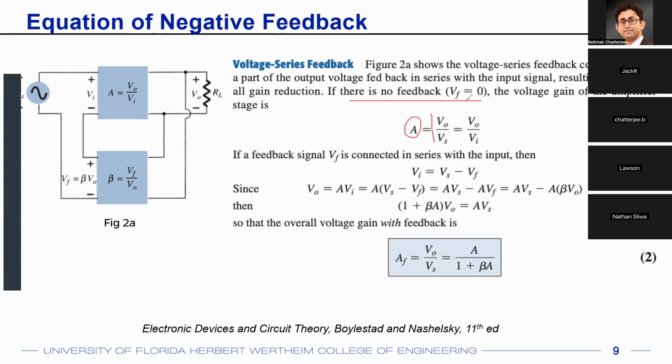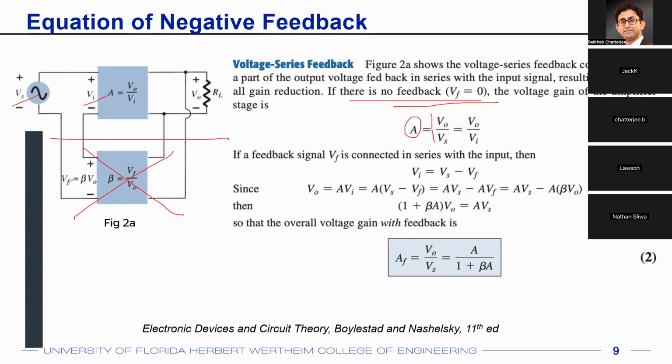If there is no feedback, let's say if your VF is 0, then this part does not exist, right? If this part does not exist, there is no difference between VS and VI. Your VS is the same as VI if VF does not exist or if VF is equal to 0. So if VF is equal to 0, you have no feedback. In that case, the gain of the system is VO over VS, which is also equal to VO over VI, because your VI and VS are the same if you have VF equal to 0. But to make your life a little more complicated, you have VF which is not 0 right now.